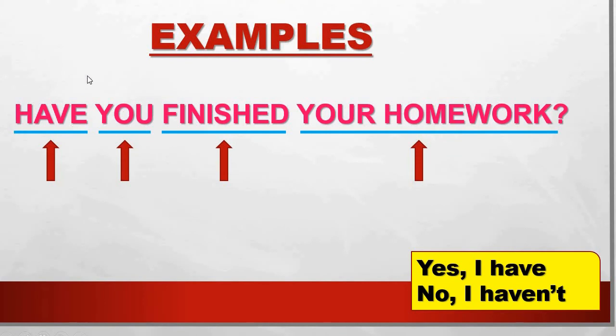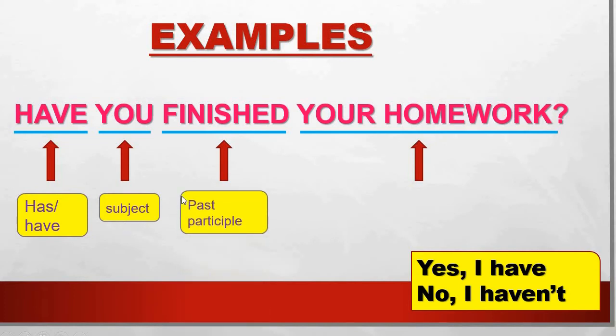Here, this is the example. Have you finished your homework? Here, first we have selected has or have. As this is a plural noun, we have taken have. This is subject. This is the past participle. And this is the rest. Here, I have given you how we have to answer here.